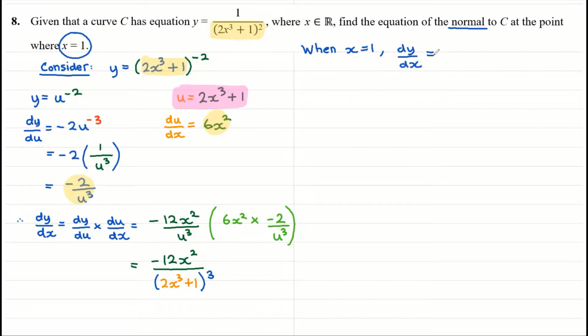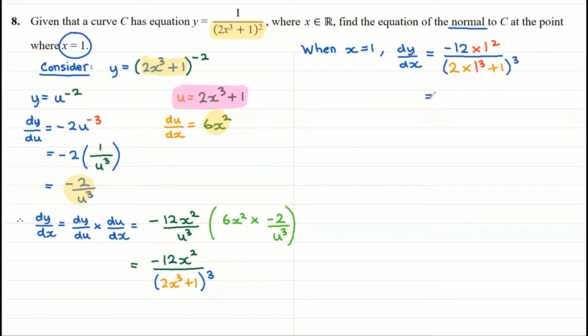Well, we just substitute 1 into our expression for the gradient. So it's 12 multiplied by 1 squared, divided by 2 multiplied by 1 cubed, plus 1. We close the bracket, and then all that is raised to the power 3.